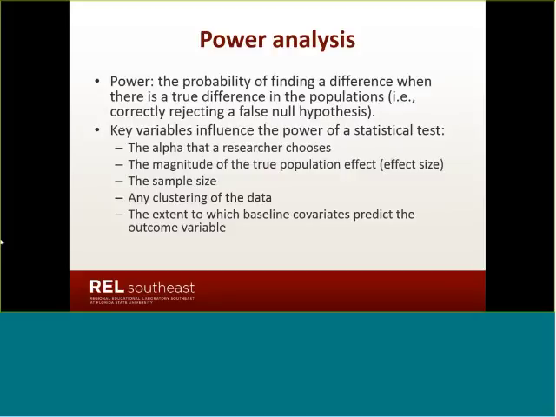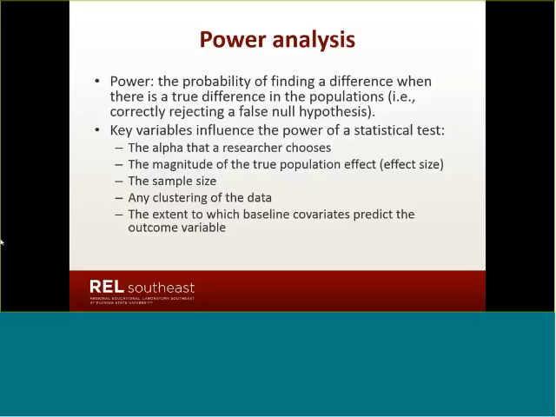So as I mentioned earlier, power analysis is not considered by the clearinghouse in the handbook, but power analysis is an important part of designing a study. So power is defined as the probability of finding a difference when there is a true difference in the populations. In other words, correctly rejecting a false null hypothesis.